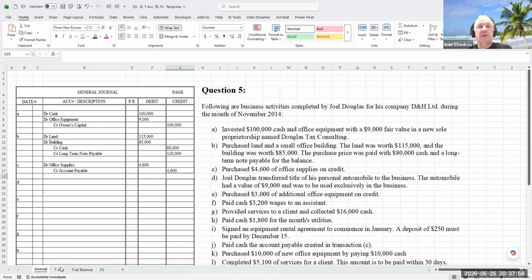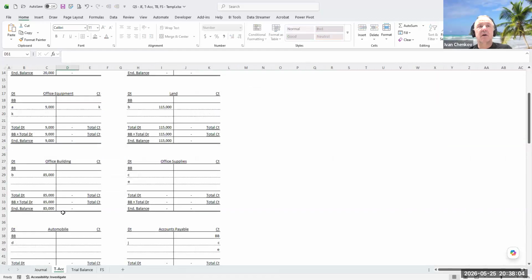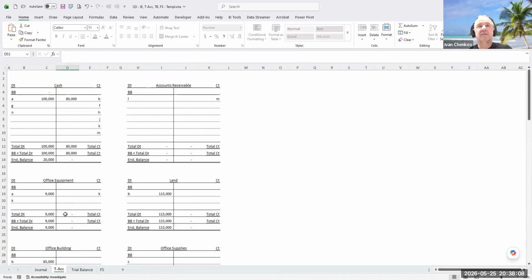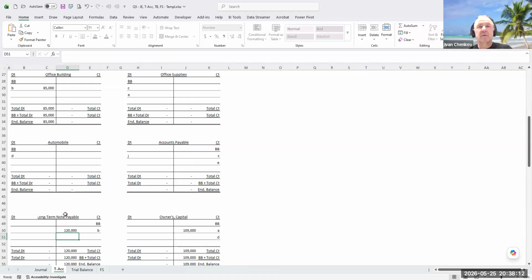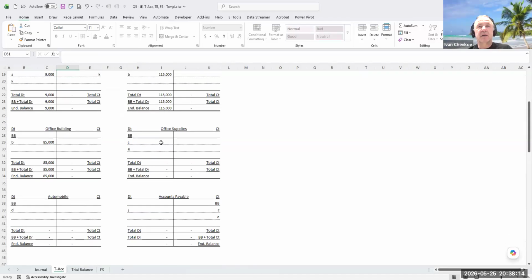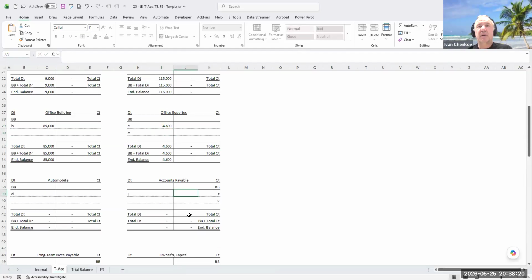Let's go to our T accounts and post this transaction on the T accounts. Office supplies. Let's find the office supplies account. Office supplies went up with $4,600 and accounts payable went up with $4,600.